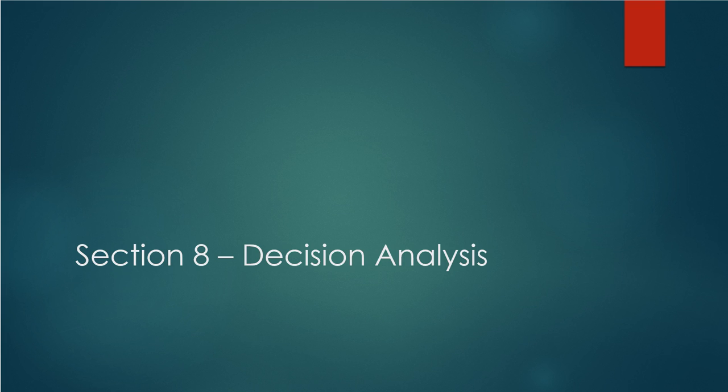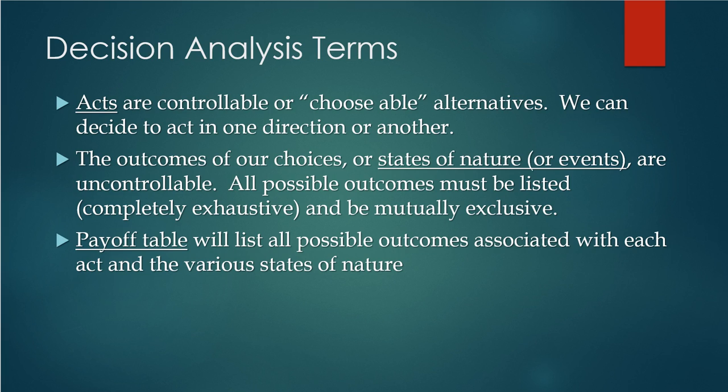So, a couple of key terms are going to be important for us. Acts are controllable. These are the choices that we make. We decide to act in one direction or another. The outcomes, after we've made that decision, what actually happens, is a state of nature. These are the events that we do not control, right? I decide to go get groceries in my car. That's a choice I made. I didn't decide that I was going to get hit in a car accident on the way there, right? So those are the states of nature, the things that are uncontrollable for me.